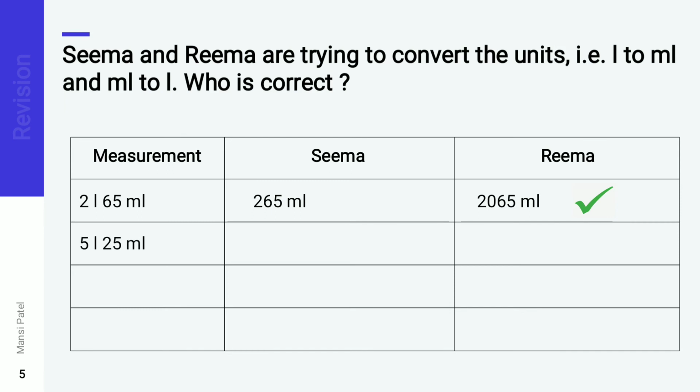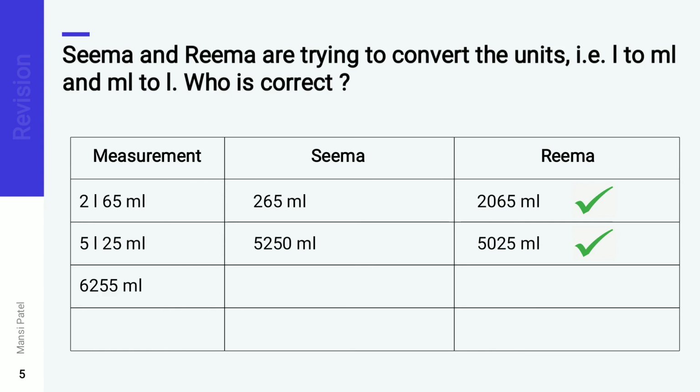Now another one, they have to convert 5 liter and 25 milliliter. Seema has written it like this. She added one zero after 5, so 25 milliliter becomes 250 milliliter. Whereas Rima has written 5025 milliliter. So again in this case Rima is correct.